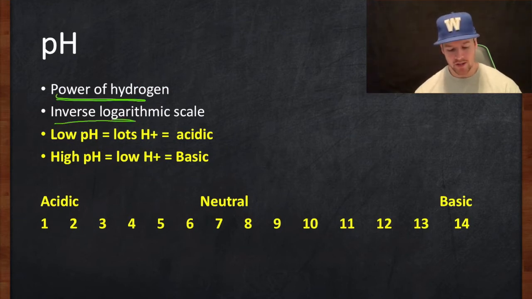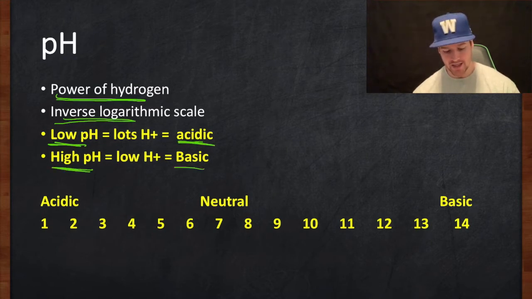It's an inverse logarithmic scale. Inverse kind of means like backwards, and so we can see here that a low pH is a high acidity and a high pH is a low acidity, or what's called a basic, which is the opposite of an acid.